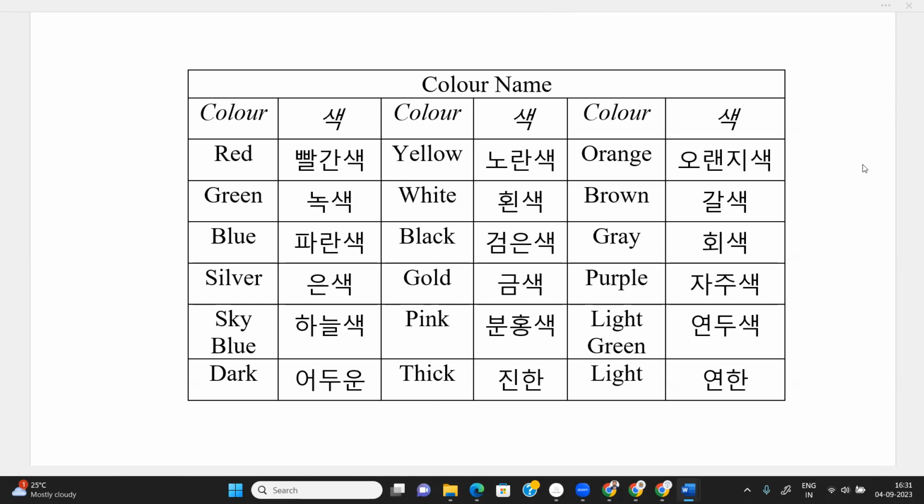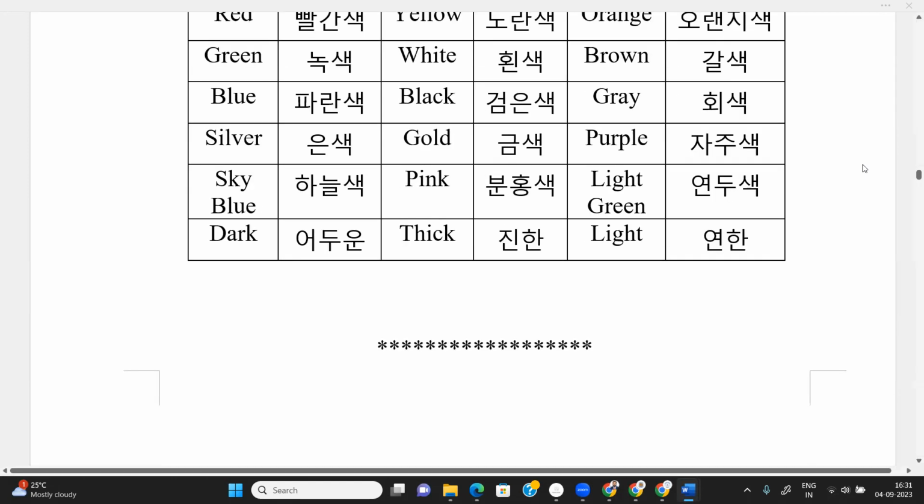Gold, 금색. Pink, 분홍색. Thick, 진한. Color. Orange, 오렌지색. Brown, 갈색. Gray, 회색. Purple, 자주색. Light green, 연두색. Light, 연한. Good.